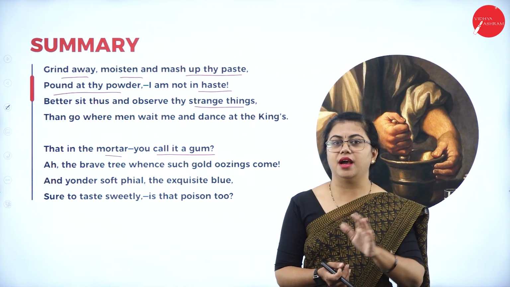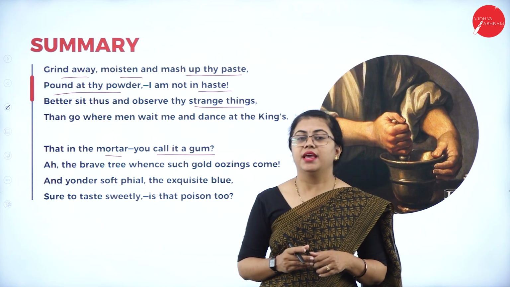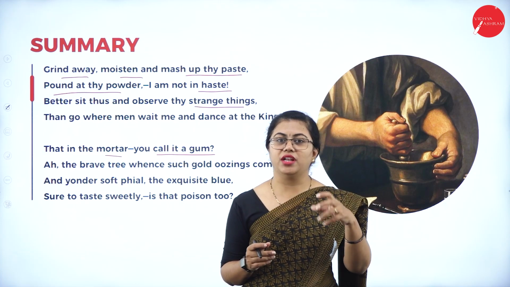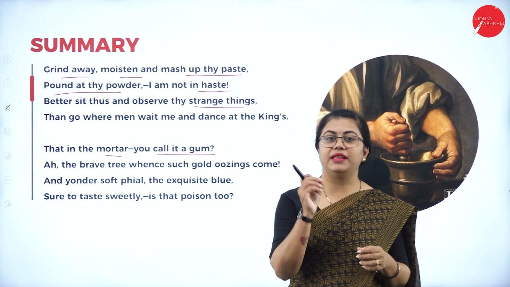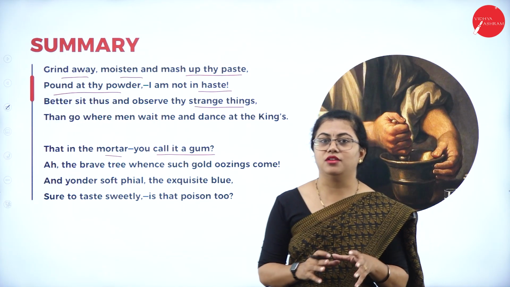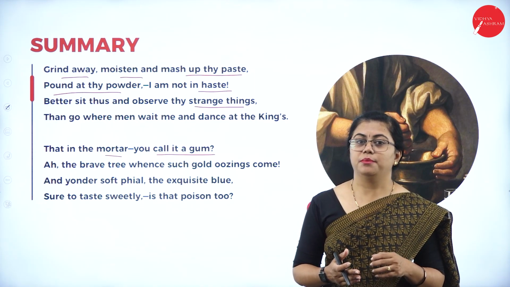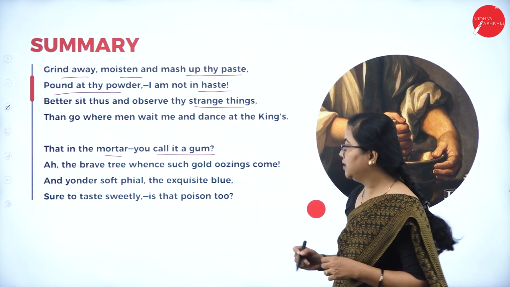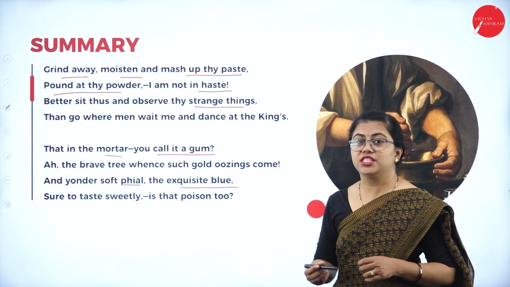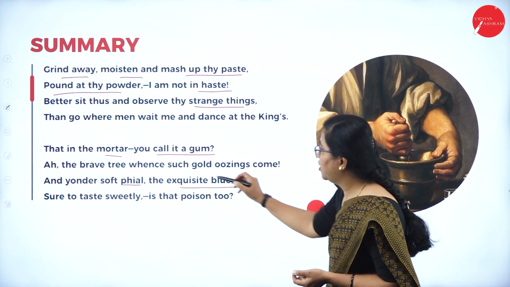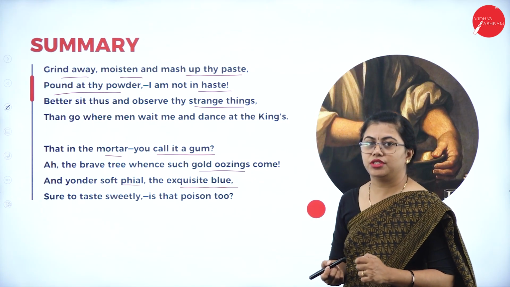If you have seen any gum tree wherein the gum oozes out from the stem, there is a place. If you happen to see this latex, they are not attractive, but gums that come out of trees are very attractive. They'll be like gems. Very colorful, golden color that will be there. So that is very attractive. And yonder soft field, the exquisite blue. You can see the soft field that is exquisite blue in color. So she's talking about the golden color and the blue color which is there.